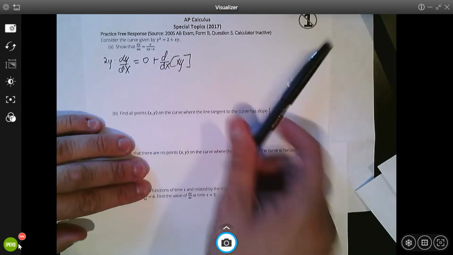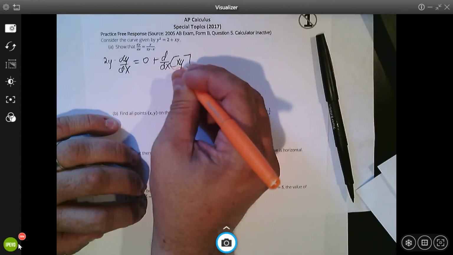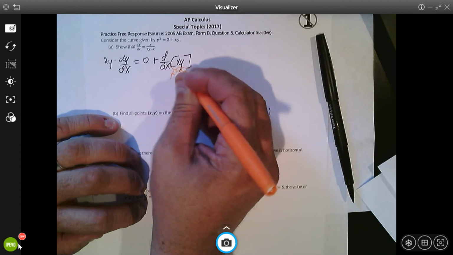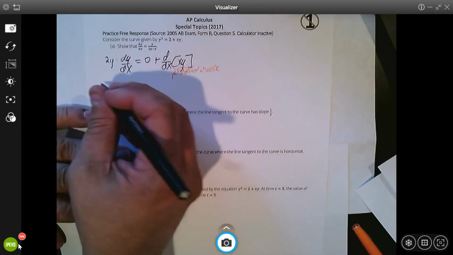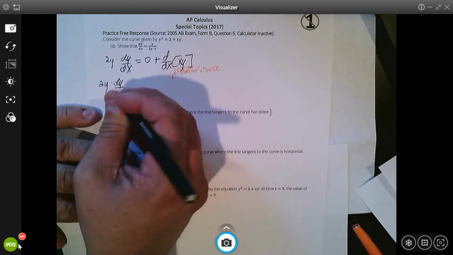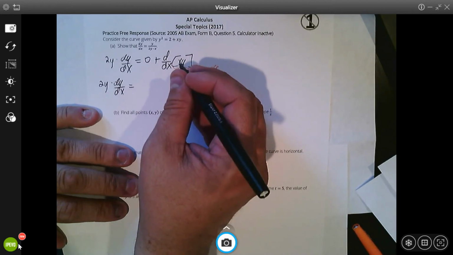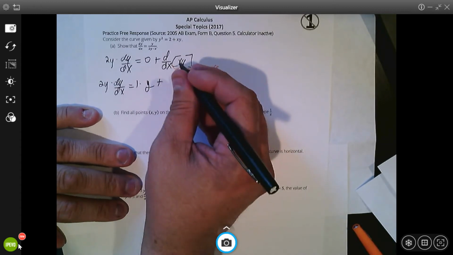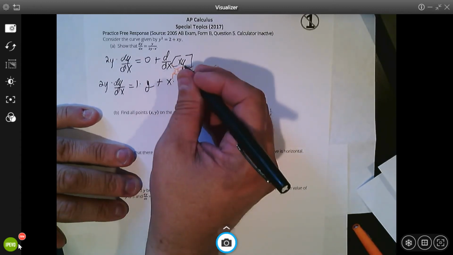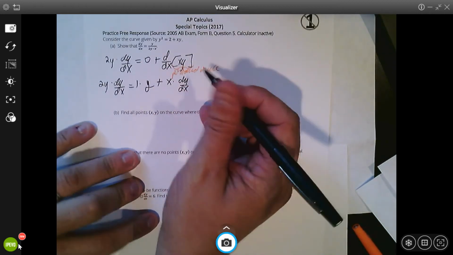I'm not done yet. Why am I not done? I never found the derivative here. How am I going to find the derivative of xy? This is really x times y. This is a product rule. So 2y times dy/dx. Product rule says derivative of the first, which is 1, leave the second part alone, plus the first times the derivative of the second. The derivative of y with respect to x is dy/dx.